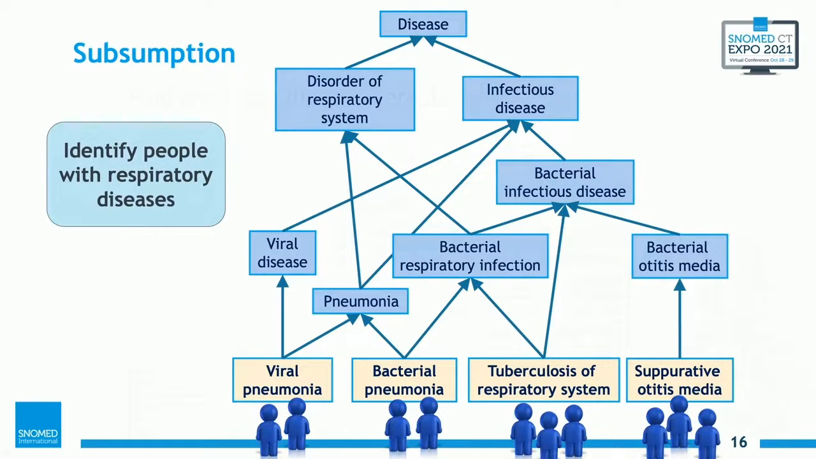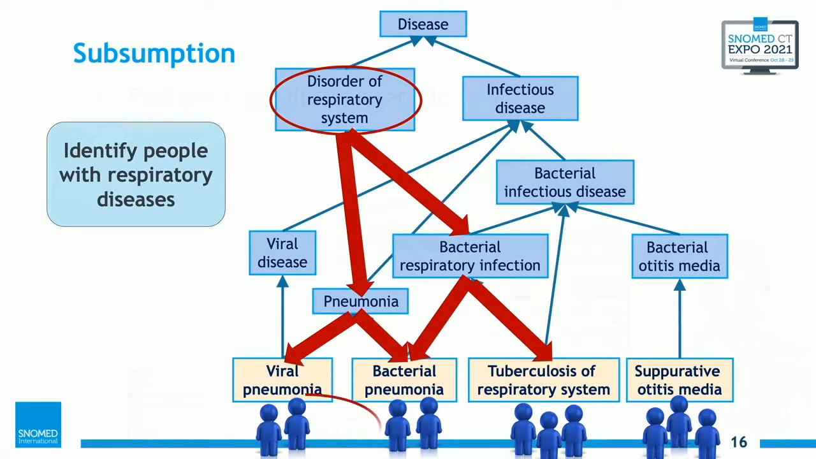Suppose we want to identify the people with a respiratory disease. This means that we have to identify the descendants of the concept disorder of respiratory system, and then count how many people within our population are associated with any of the descendants. And by the way, this is one of the key differences between SNOMED CT, which is a clinical terminology, and classification systems such as ICD, in which each code is only allowed to belong to a single category. So in ICD, each of these diseases is either a respiratory disease or an infectious disease, but it can't be both. So you can't look at it from two different perspectives.